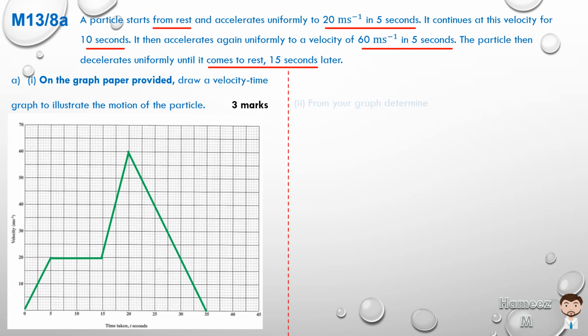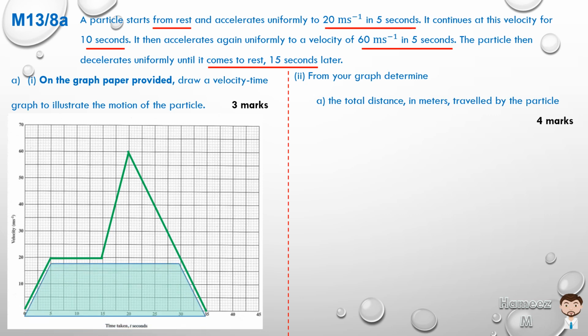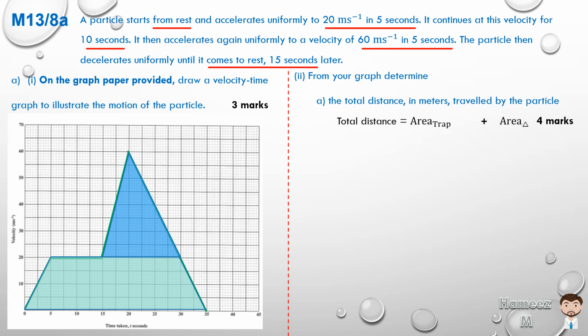Part 2. From your graph, determine A, the total distance in meters traveled by the particle. So since this is a VT graph, the total distance is simply the area under the graph. So this will give us a trapezium and a triangle. So the total distance will be the area of the trapezium plus the area of the triangle. And let's use our formulas, which is a half (a plus b) by h plus a half times base by height. And let's substitute accordingly.